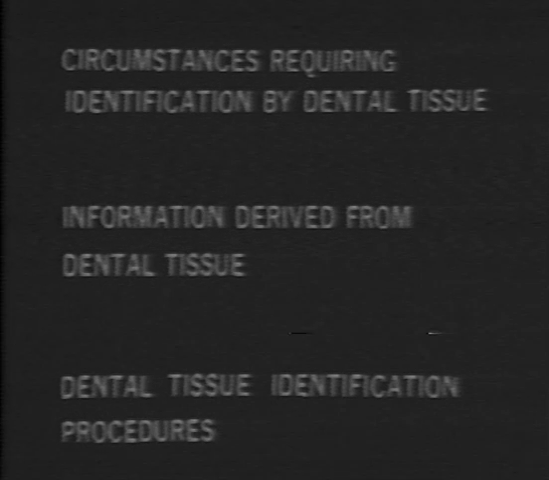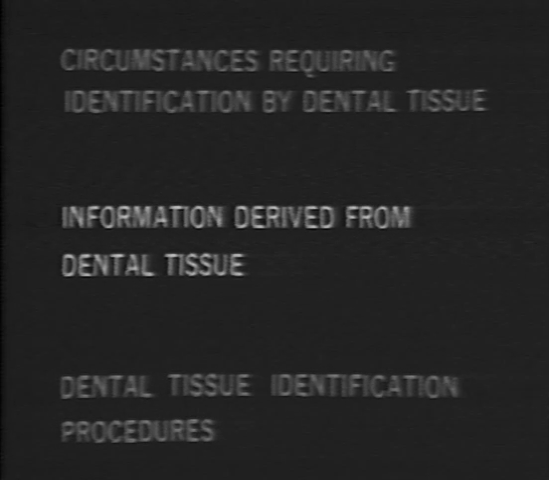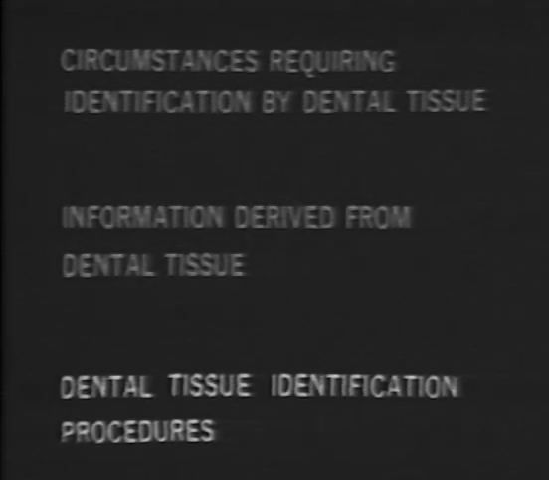This program is organized into 3 sections. Section 1 will describe the circumstances which require the identification of human remains through examination of the dental tissues. Section 2 will describe the types of information which can be derived from the dental tissues. And Section 3 will demonstrate the procedures which should be used when identification is based solely on dental tissue.